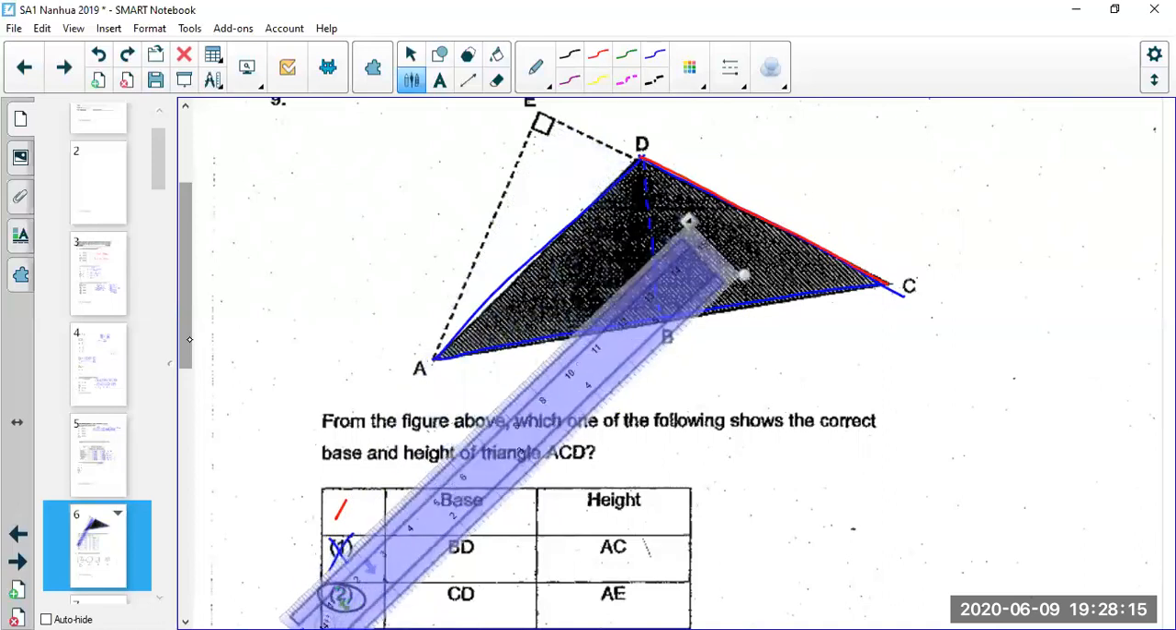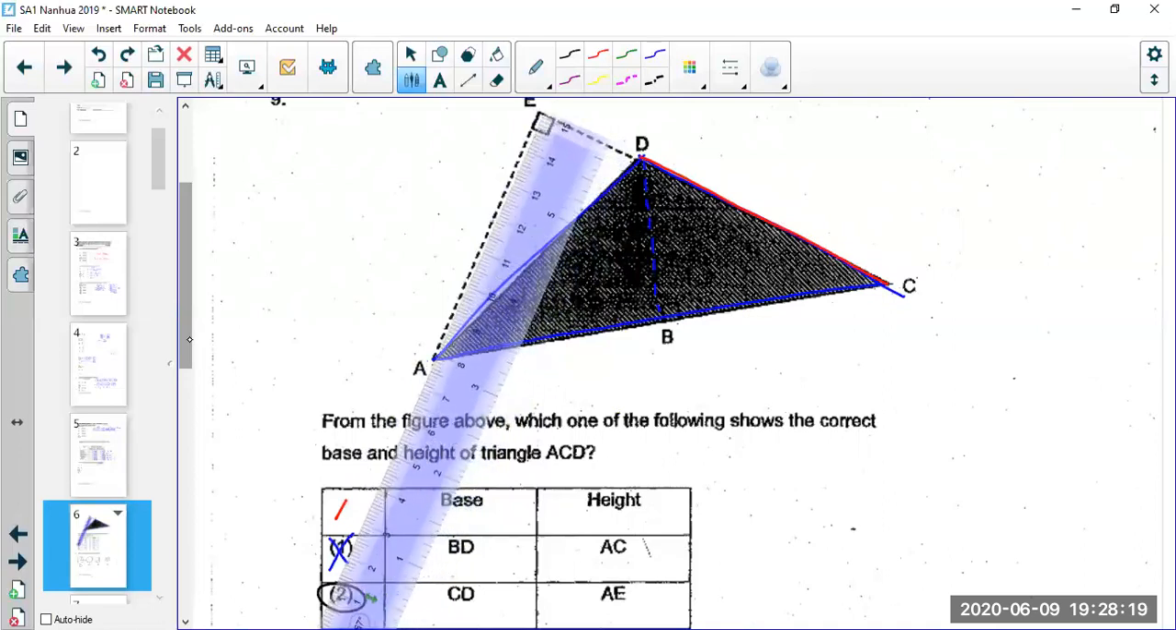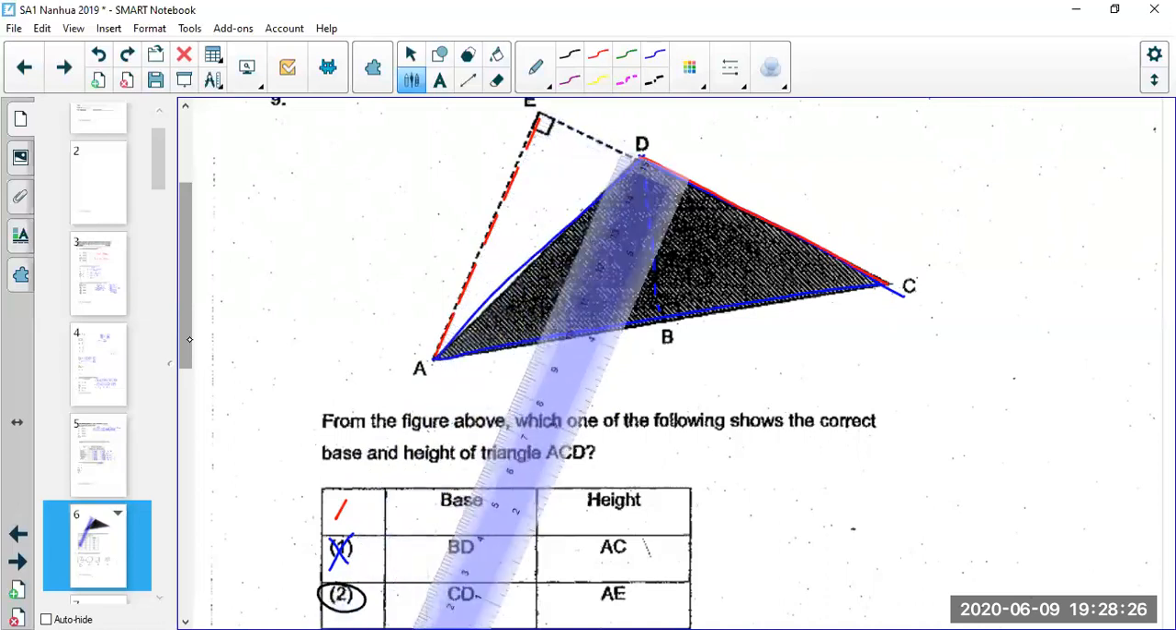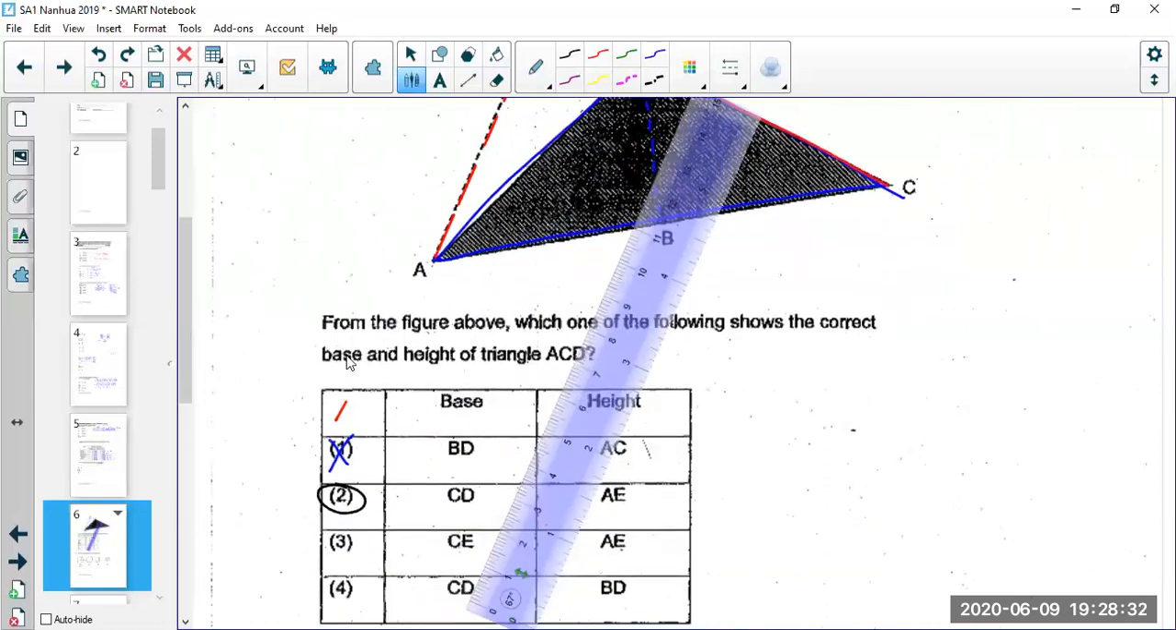So you can see that there's a line right over here, the line here. So look for a line that's parallel with the ruler. So you put the ruler on the base, and you must do this so that you can find the height. And the height will be what? Will be your AE. So answer number 2, right?